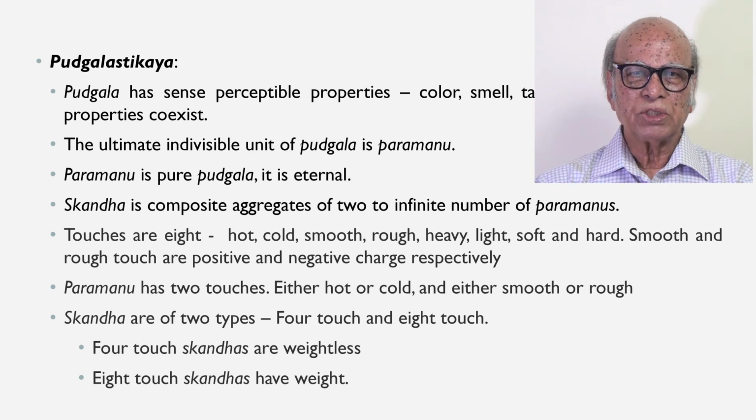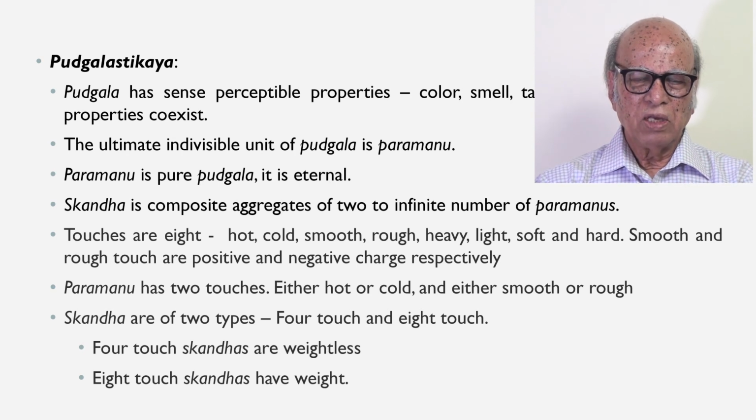Parmanu has 2 touches. It can have either hot or cold touch, and it can have either smooth or rough. That is, it can be positive charge or negative charge. So it has only 2 touches. But when the Skand is there, that is the aggregate of Parmanus, then many touches can exist at a time. But there are 2 possible kinds of combinations.